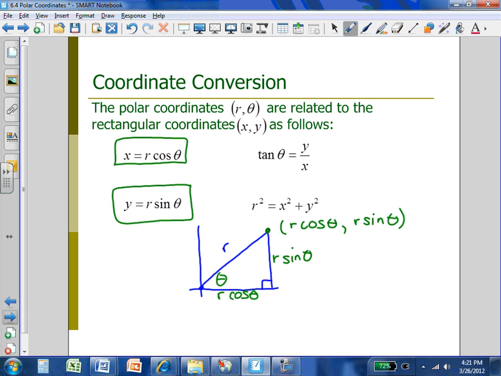And then the other two are pretty natural to follow. You have the tangent is y over x, which also means that you've got the tangent is sine theta over cosine theta. The r's reduce. And then here's the Pythagorean identity for these guys. And there you have it. We'll be using those in doing conversions of not just points, but also equations. So keep those handy. These are things you're going to need to know by memory. So get those in your head.